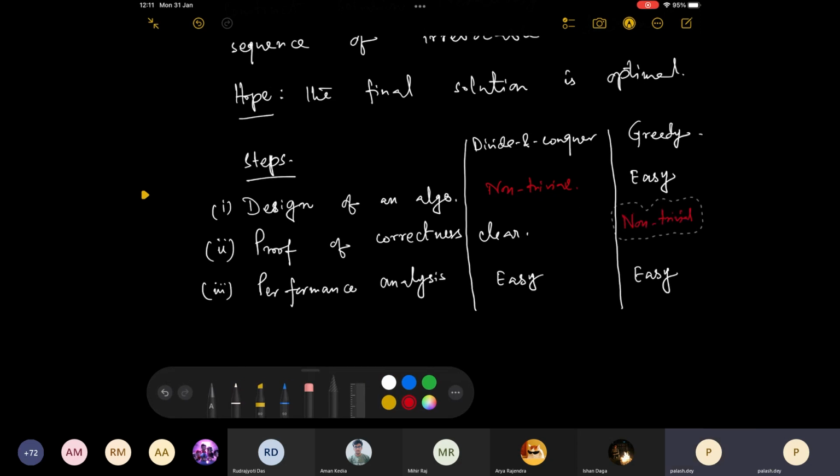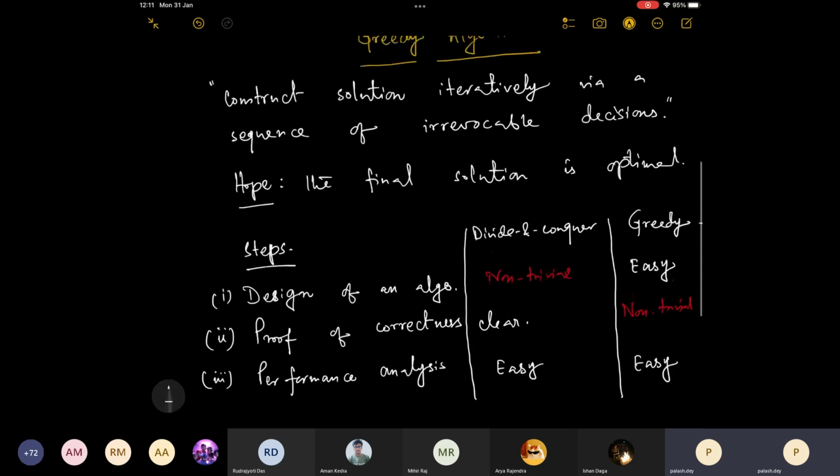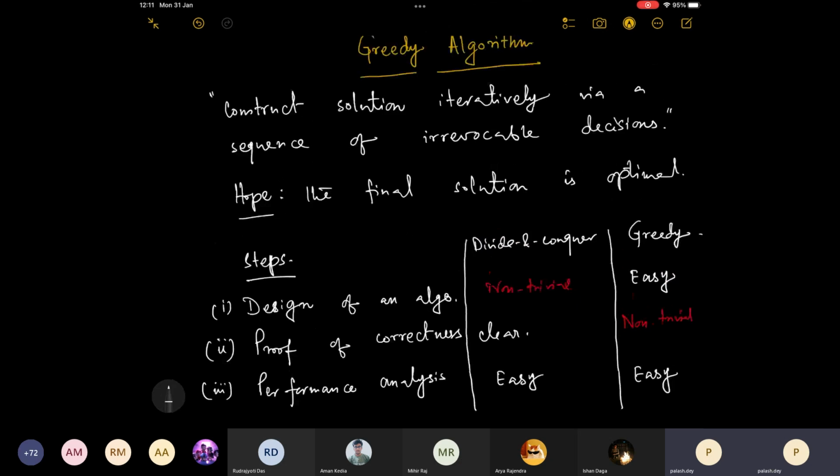So this is a very pertinent question. As one of you has asked, how will I know that this algorithm is correct? What do you mean by correct? That we are taking an irrevocable decision at every step, which at that particular iteration looks like a good thing to do, the best thing to do. But how will I know that at the end I am also happy that yes, I have an optimal solution? That needs a proof.